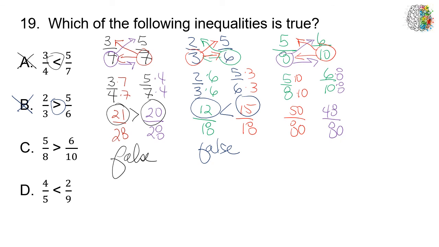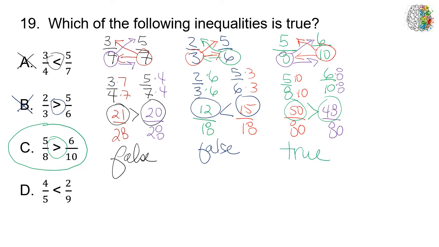Now that I have the common denominators, I just need to compare my numerators. And I see with problem C that my inequality is facing the same direction as how I solved it, so that tells me that answer C is the correct answer.